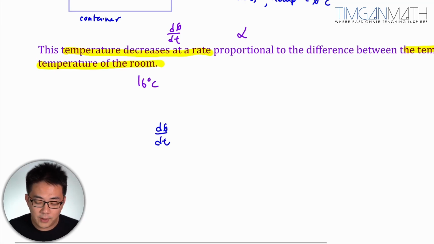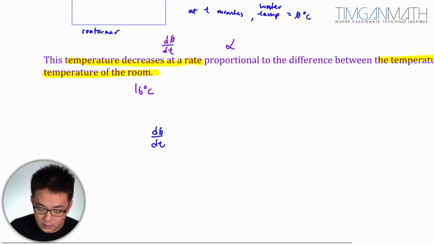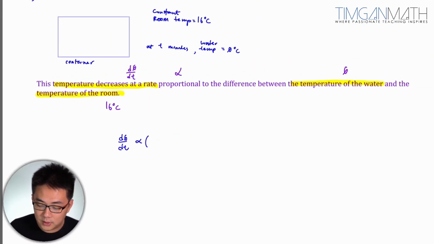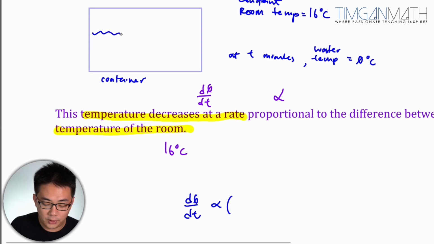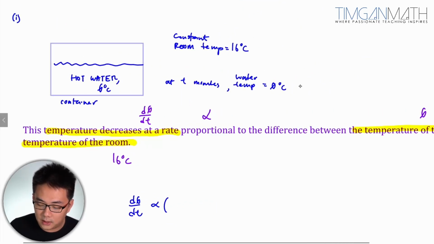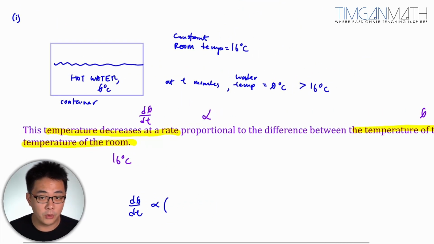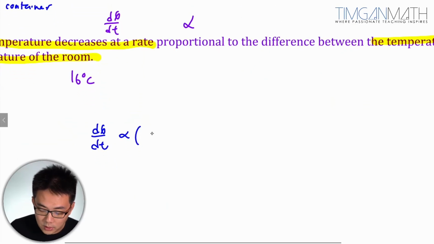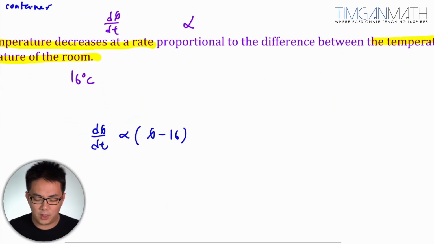So this part here, what we do is actually just put d theta dt. This is the decreasing rate. So what we can do is actually just proportional. The temperature difference, obviously we want the absolute value. The water is obviously hotter, right? Because this is hot water at theta degrees Celsius. So we will expect theta degrees Celsius to be more than the room temperature if it's hot water. So we'll just put theta minus 16. This is what you could deduce, right?